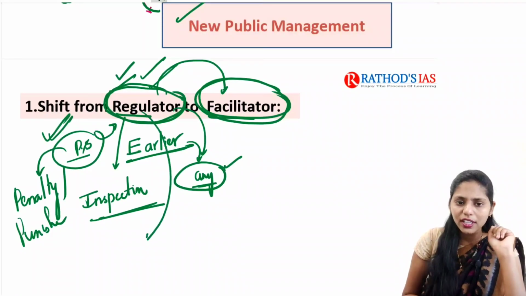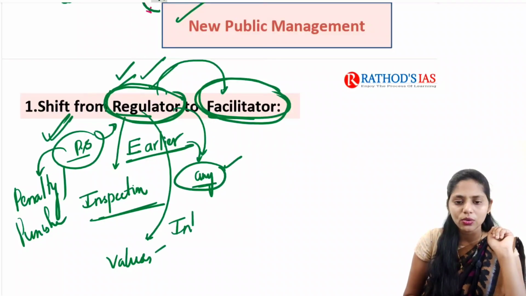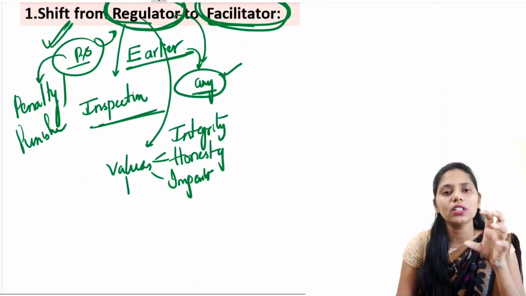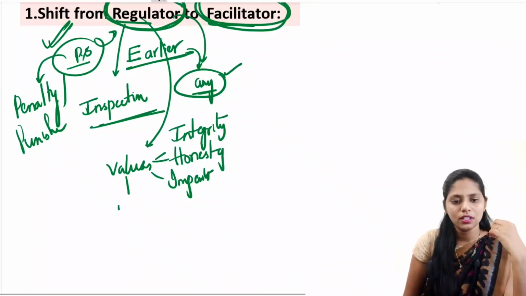So in that regulation, what are the values you need? For example, you need integrity, honesty, impartiality, and procedural correctness. That means you need to follow the laid down procedure, procedural correctness.